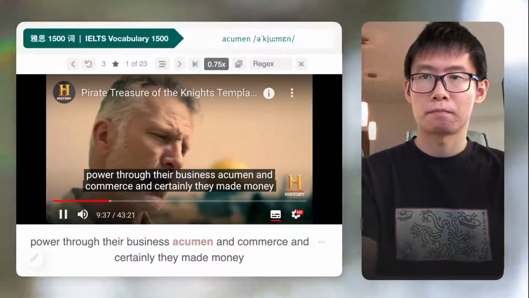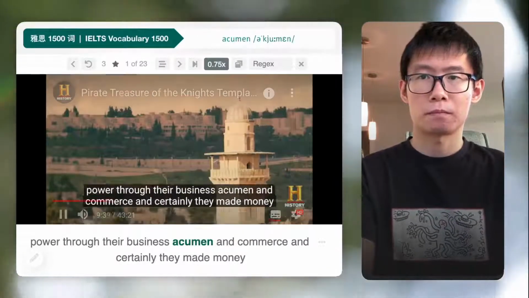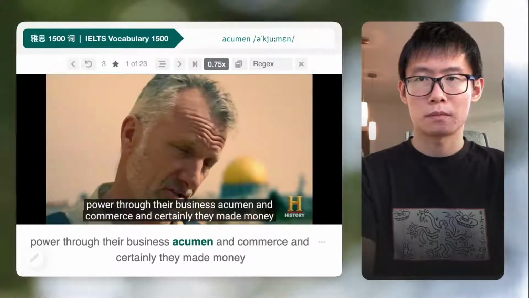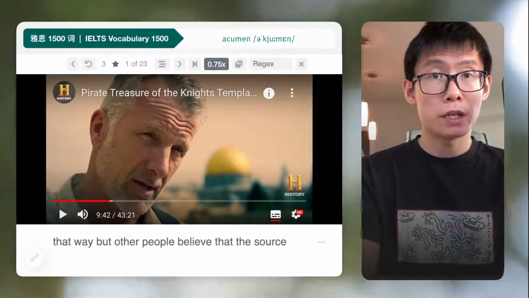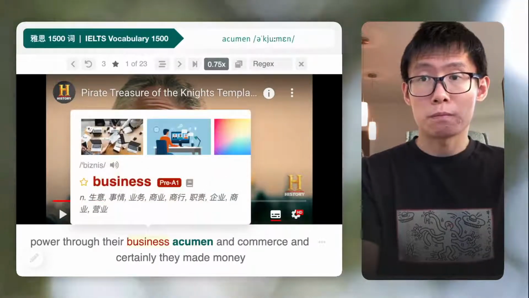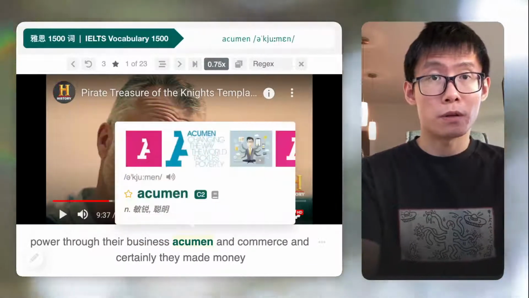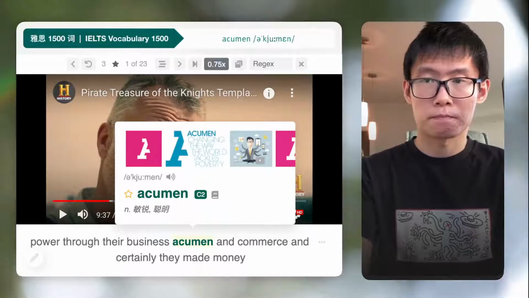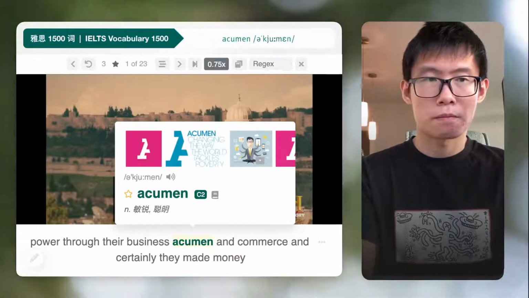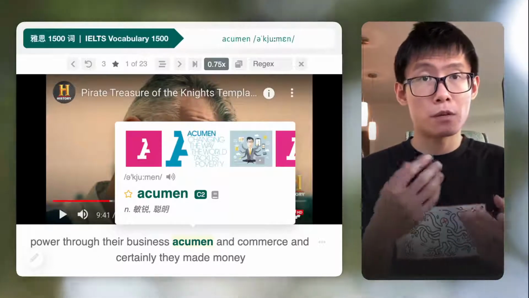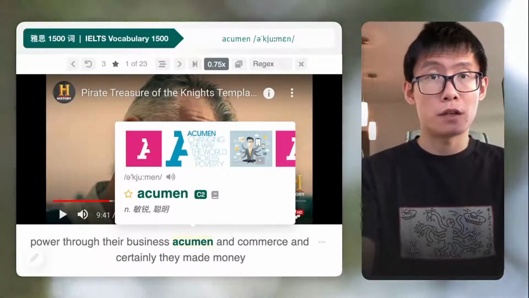Wealth and power through their business acumen and commerce. And certainly they made money that way. So how do they make money? By their business acumen, right? Power through their business acumen and commerce. With business acumen and commerce, they manage to make a lot of money.